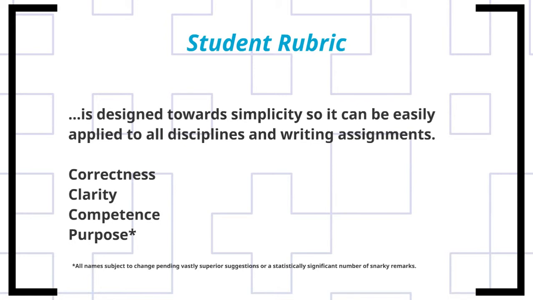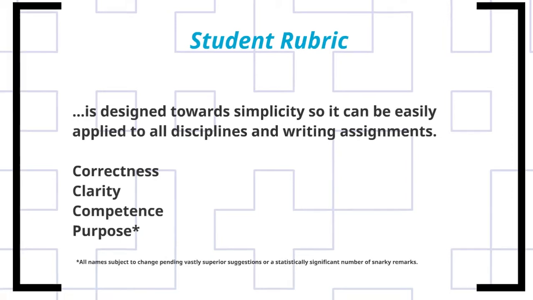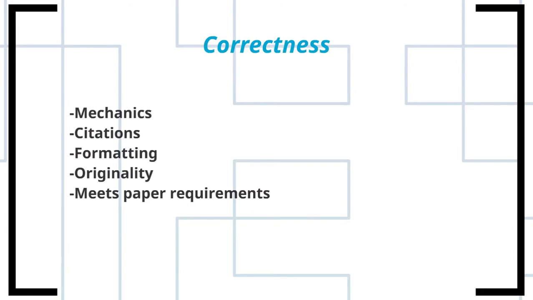Of course, there are far more specific things we could have used, but the four pillars we have are correctness, clarity, competence, and purpose. Dealing with correctness, these are things that your teacher probably would have circled in a red pen when you were in elementary school. Comma mistakes, capitalization errors, spelling errors. It also deals with citations, formatting, and originality.